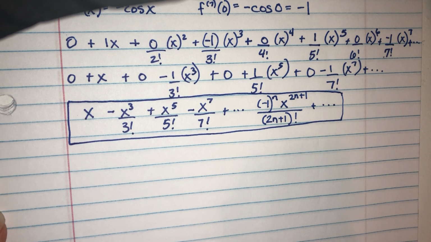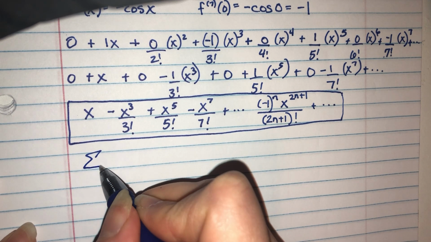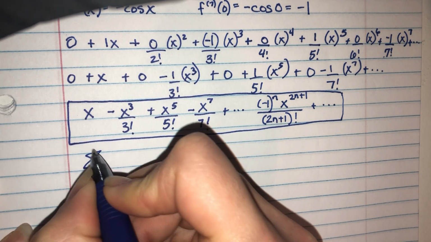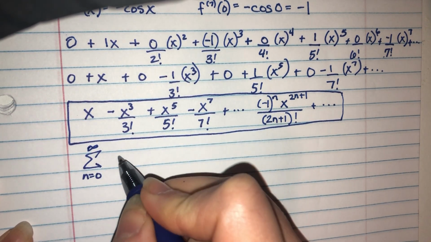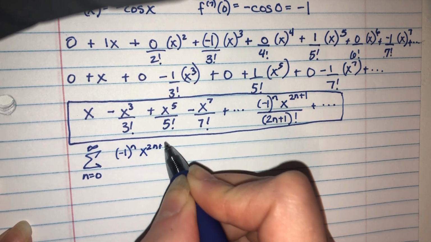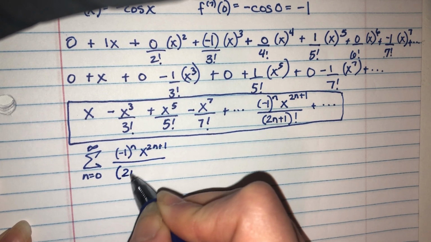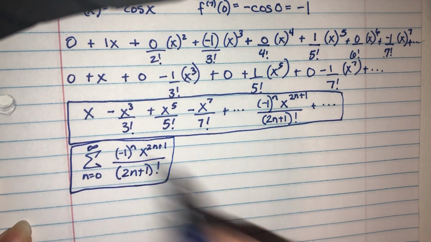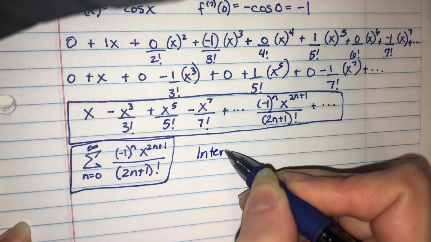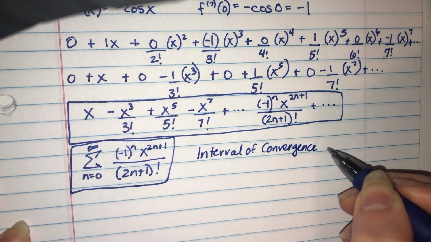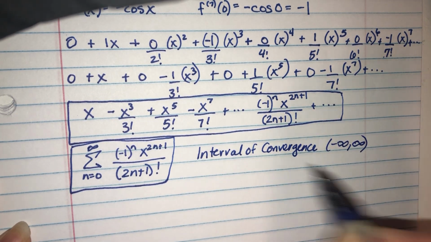And now we're going to write the general term. I'm sorry, we already did the general term. We're going to do the summation notation or sigma notation for this. The sum from n equals 0 to infinity of negative 1 to the nth power x to the 2n plus 1 power over the quantity 2n plus 1 factorial. And now the interval of convergence for this series is from negative infinity to positive infinity.